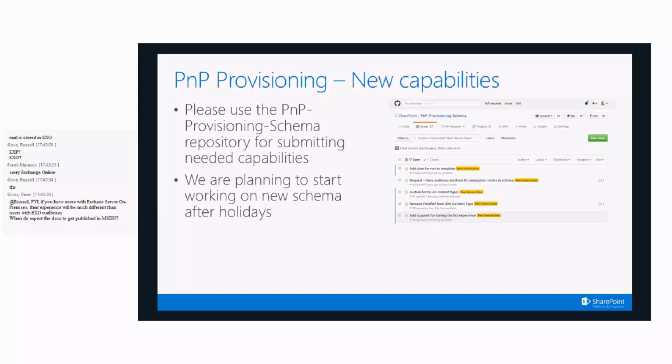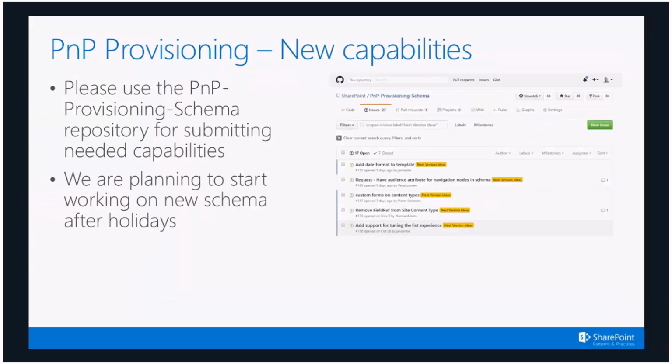What the new schema version means is that we're starting to add new capabilities to the engine itself. Every now and then we're getting additional requests, like, hey, I need to have, for example, audience support on-premises for my navigation nodes in publishing sites, or I need this and that support within the engine. Absolutely, but we need to get those requests collected. The easiest way to get them notified is to create an issue in the PnP provisioning schema repository in GitHub underneath the SharePoint organization.